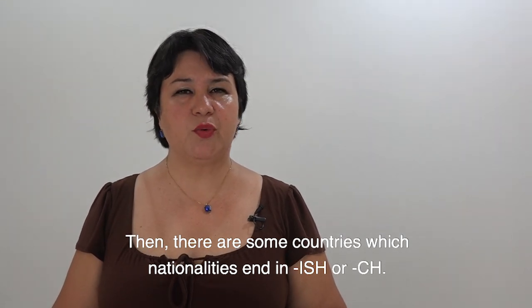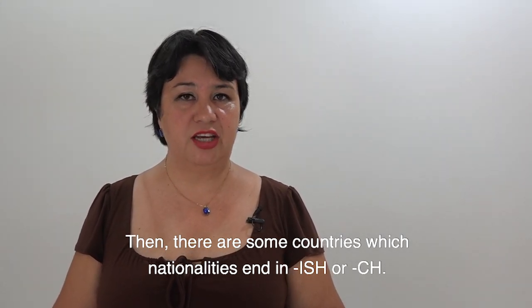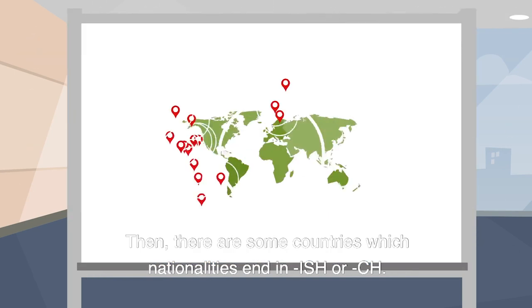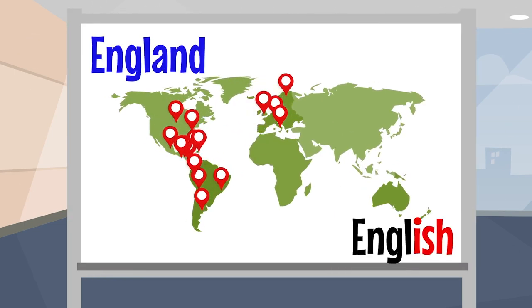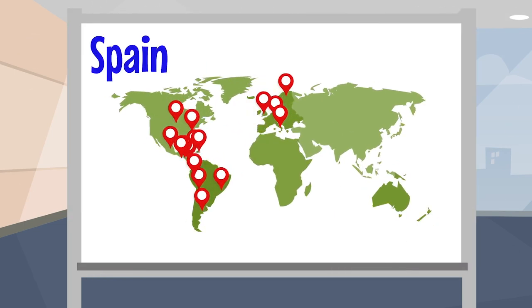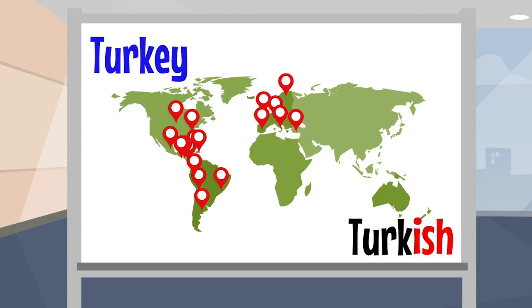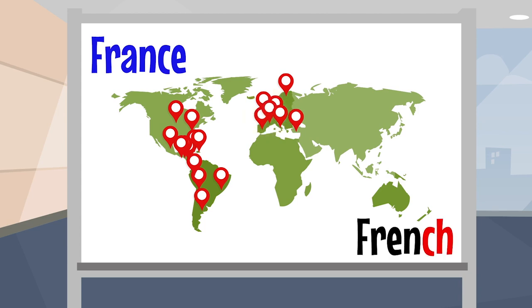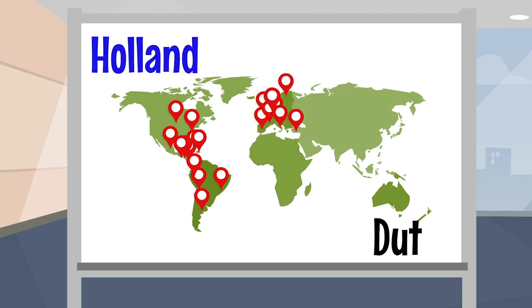There are some countries whose nationalities end in ish or ch. England, English. Spain, Spanish. Turkey, Turkish. France, French. Holland, Dutch.